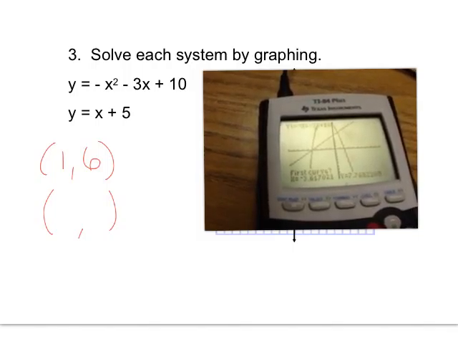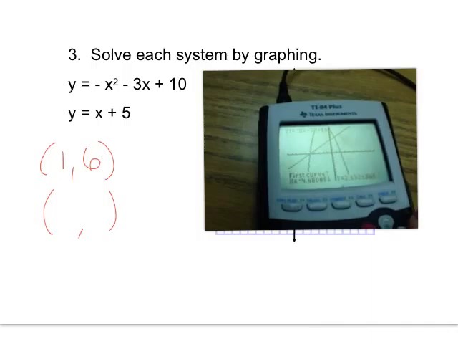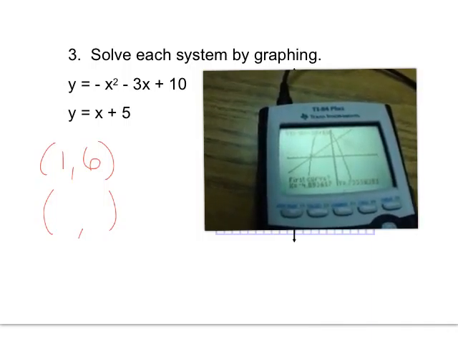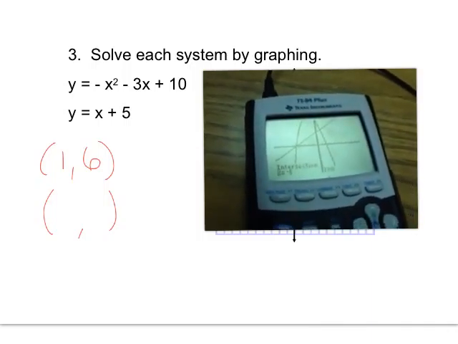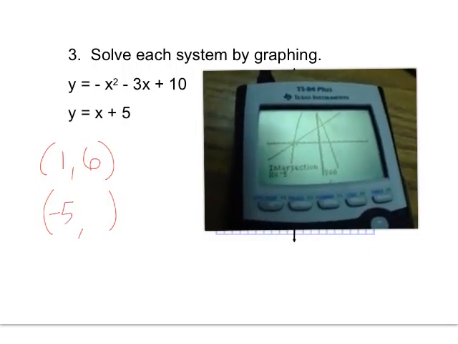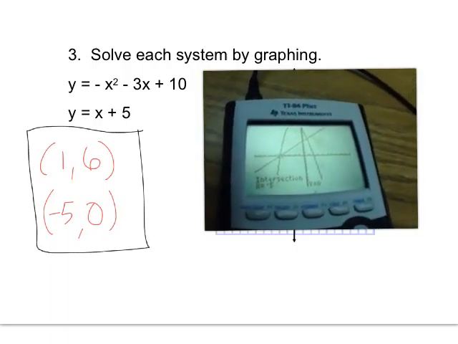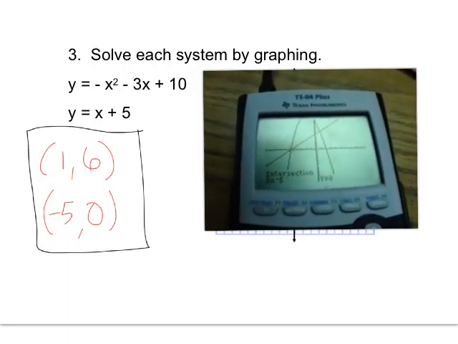It's kind of out of the viewing. There it is. It went way up off the screen. If I just keep pushing left, it comes back. And I'm going to hit enter 3 times, and my intersection here is at negative 5, 0. So my two solutions to this system of equations are 1, 6 and negative 5, 0.